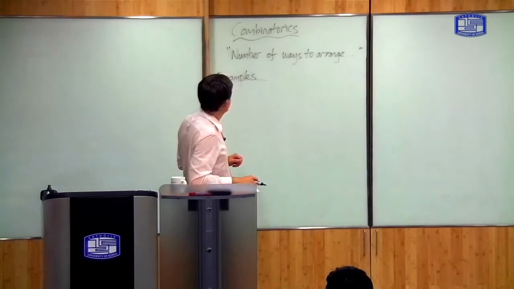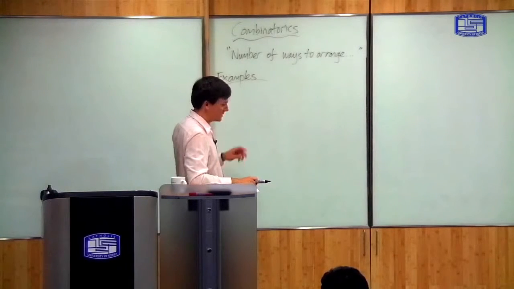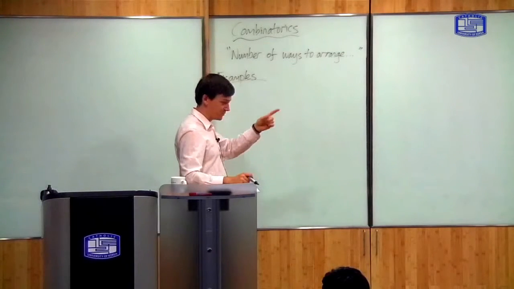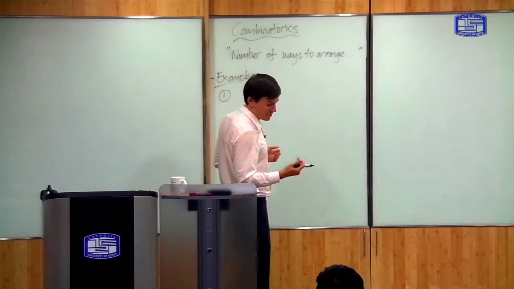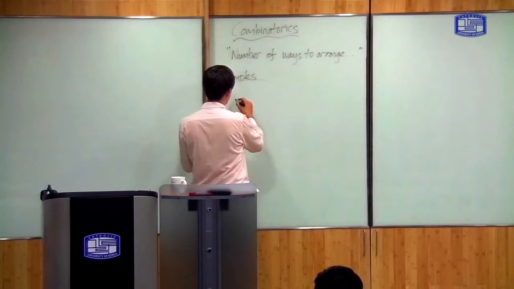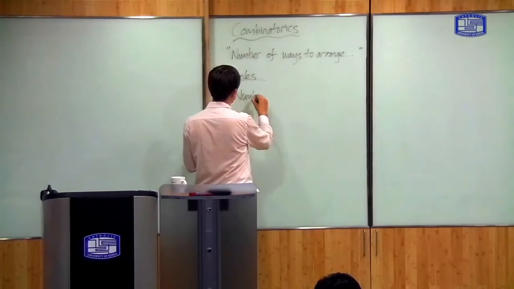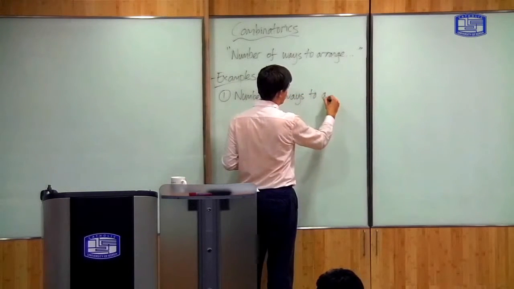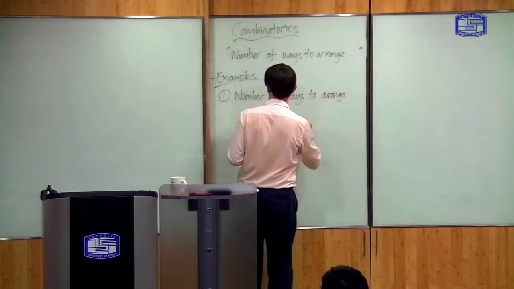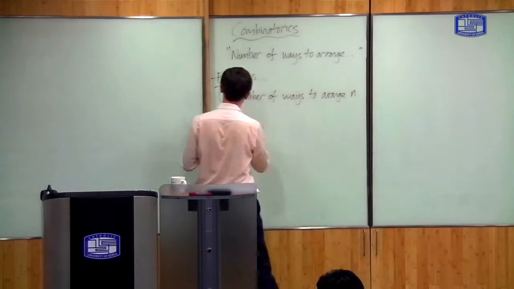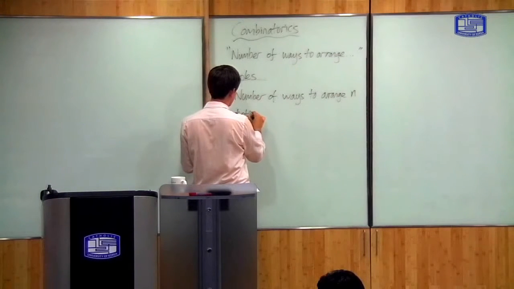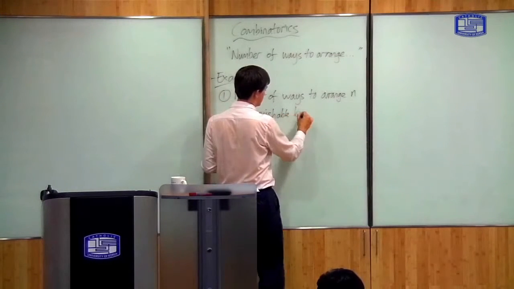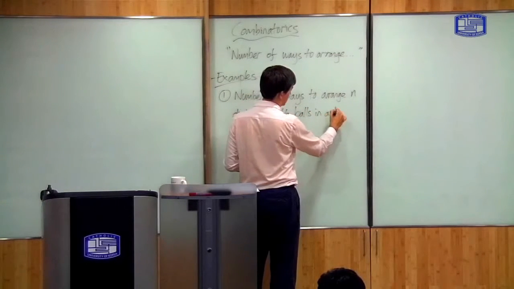Perhaps the most simple example of combinatorics is suppose that I've got a number of balls, say 10 balls, which are numbered 1 to 10. How many ways can I arrange them in a line? Okay. This is the first example, the number of ways to arrange, let's say, n distinguishable balls in a line.